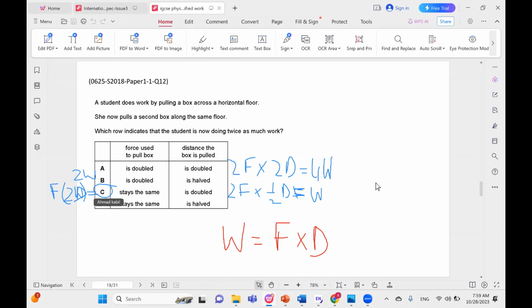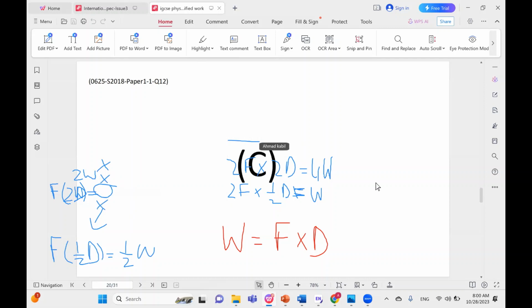For D, if the force stays the same and you half the distance, you get half the work. So again, this is wrong. So A wrong, B wrong, D wrong, and the correct choice is choice C. The force stays the same and the distance is doubled. That would give you twice as much work. So C is the correct choice.